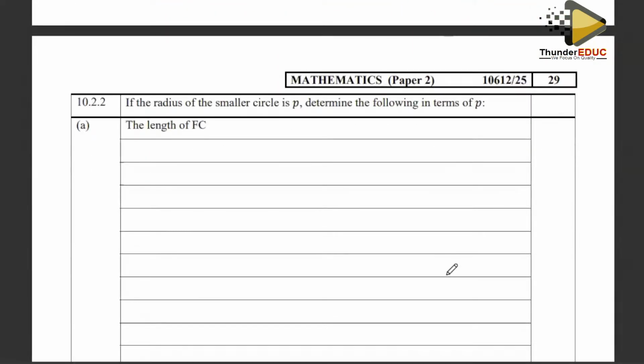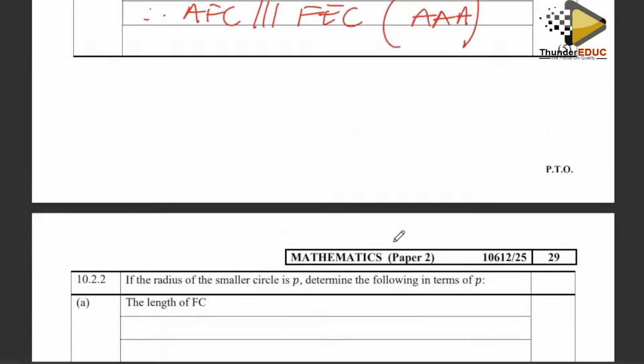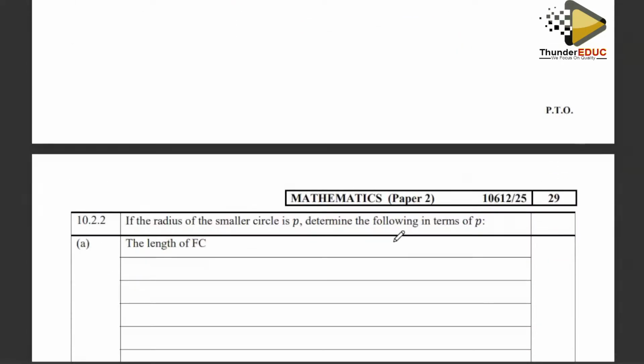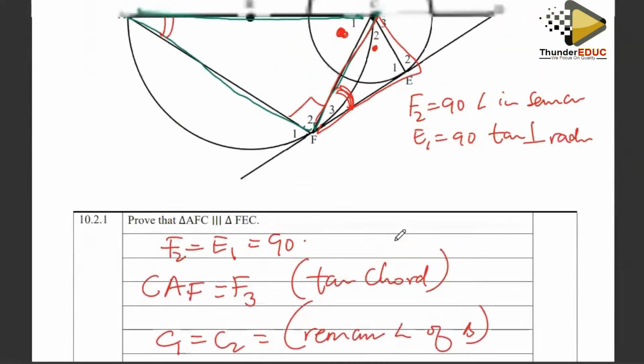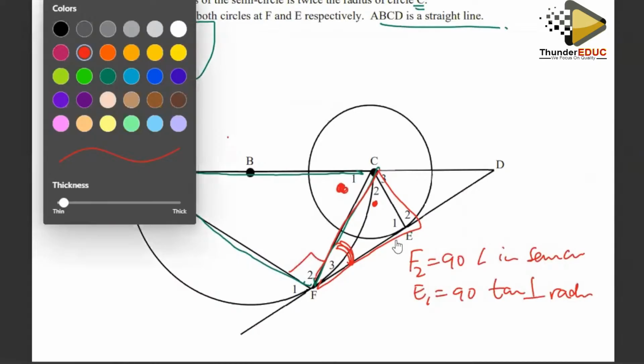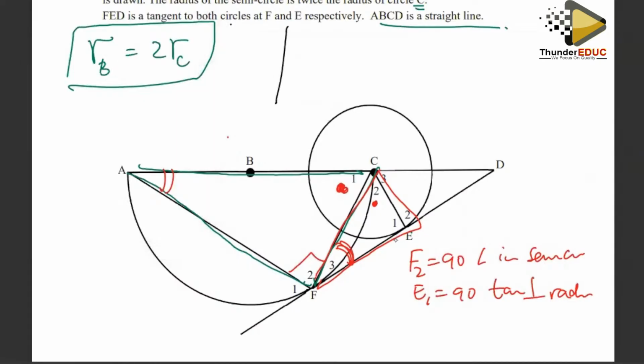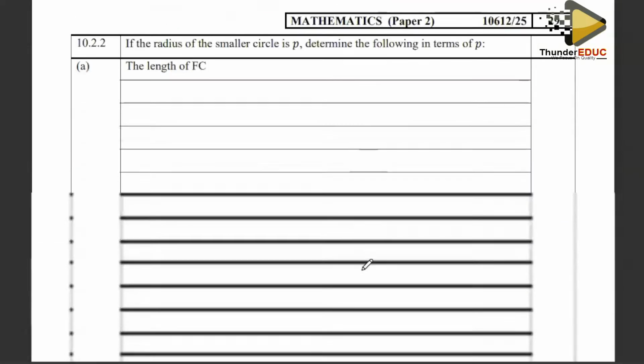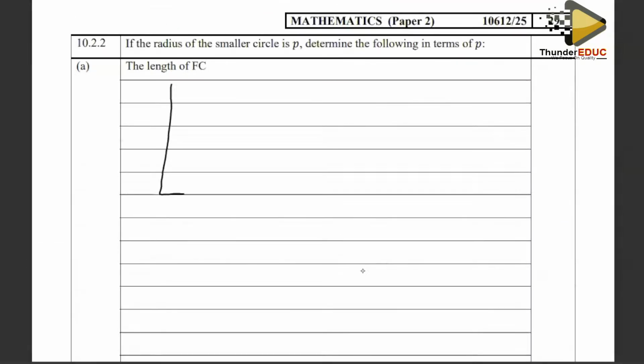Then 10.2.2. Okay, they're telling us if the radius of the smaller circle is P, determine the following in terms of P, the radius of FC. Let me do it here. Let me just try to redraw those two triangles somewhere here so that we see what we're talking about. We say this is A, F, C, that's our bigger triangle. And then the smaller triangle, we said it is E, C, and F.